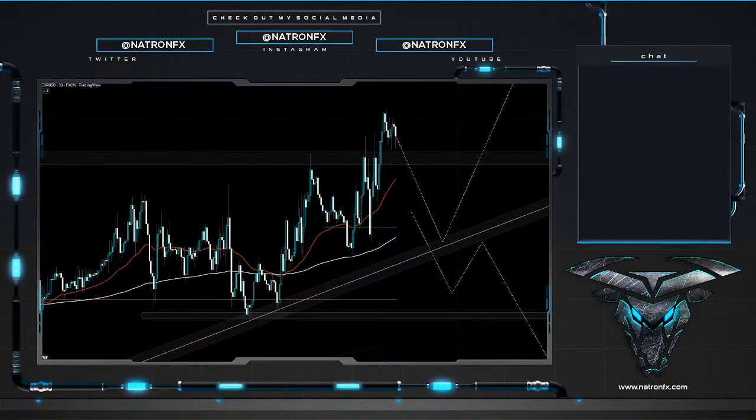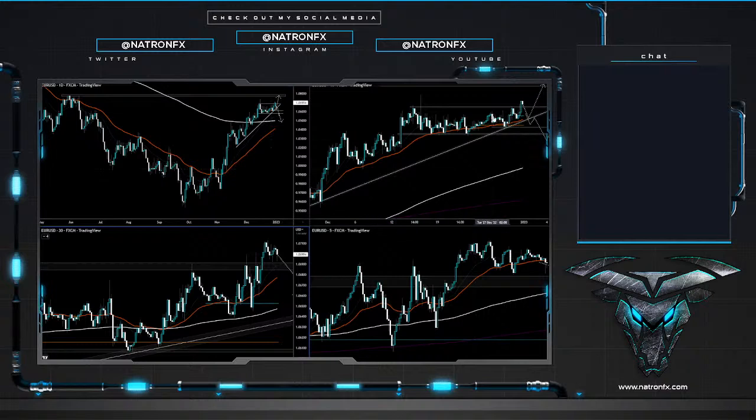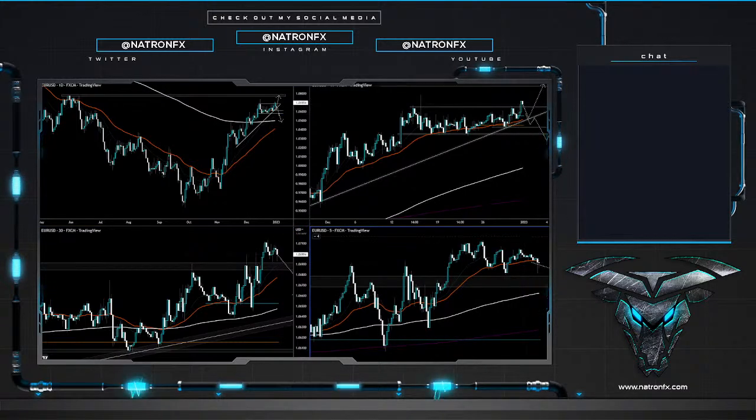Alright, so let's take a look at this. Above all EMAs, above weekly and daily pivots. Not looking for sells right now.